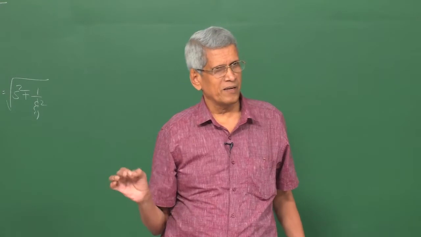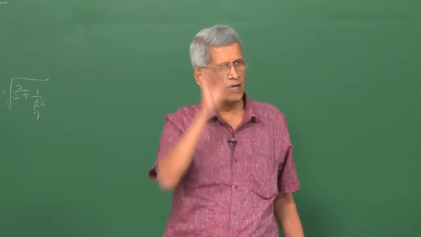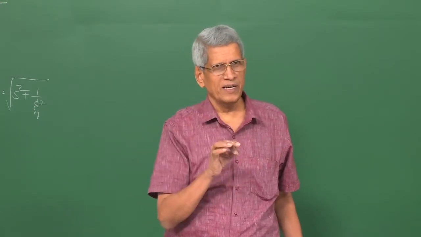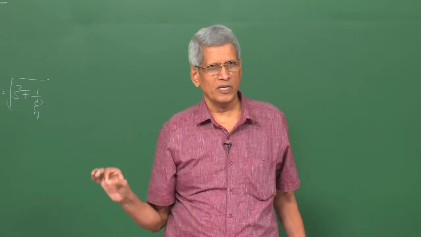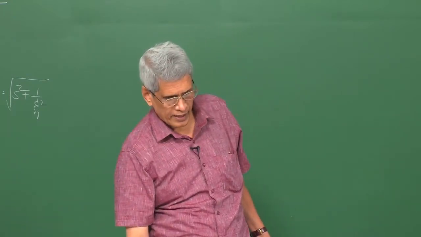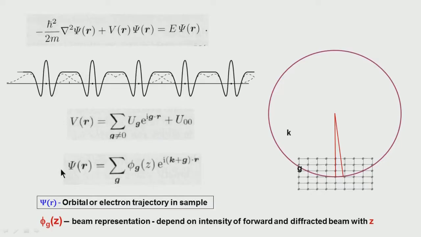in a periodic fashion, as the electron beam enters into it, depending upon where it enters, it is going to see a different type of potential. Its kinetic energy is going to change, and this potential is going to be different. That psi r, the amplitude at every point, is written as phi g, which is essentially the amplitude of the scattered beam, be it the primary beam or the different scattered beams, into e to the power of i k plus g psi.